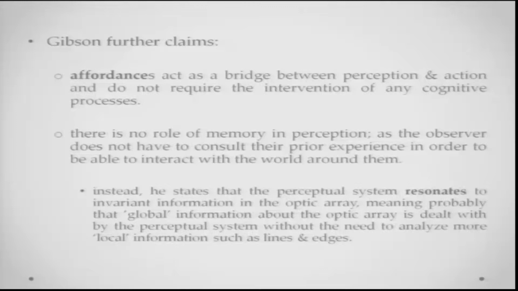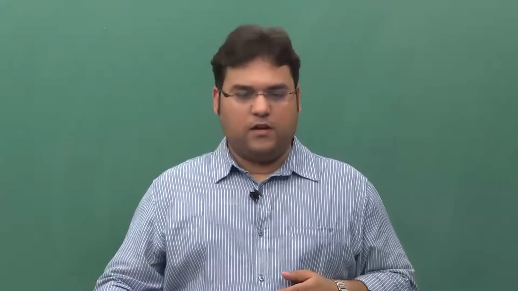He says, for example, that the system resonates to the invariant information in the ambient optic array, meaning probably that global information about the optic array is dealt with by the perceptual system without the need to analyze more local information such as lines and edges. So he said this global information about this light reflected from these edges and the surfaces is more than enough. Now, that was mostly what Gibson was saying.